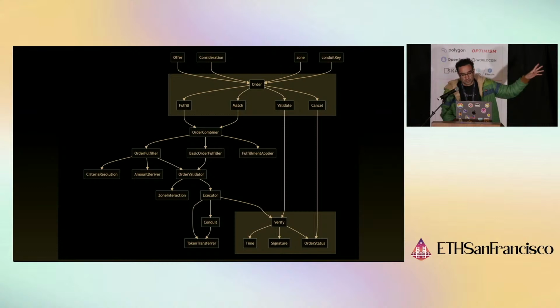When you fulfill or match an order, it goes into this left part of the diagram, which is a series of contracts that help combine and set up the order for fulfillment. And then as the last part, the order is verified, and the time, the signature, and the order status are all verified before the tokens can be transferred.